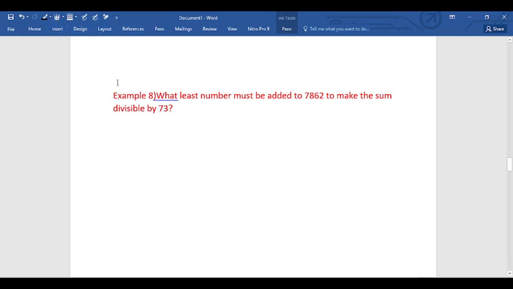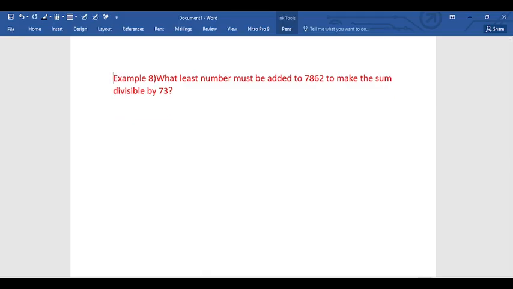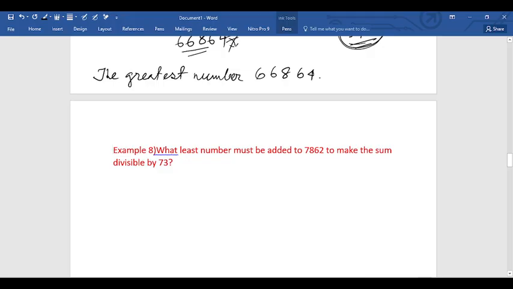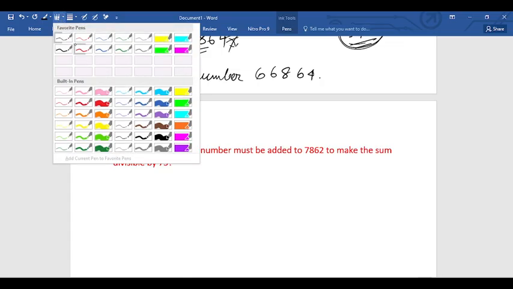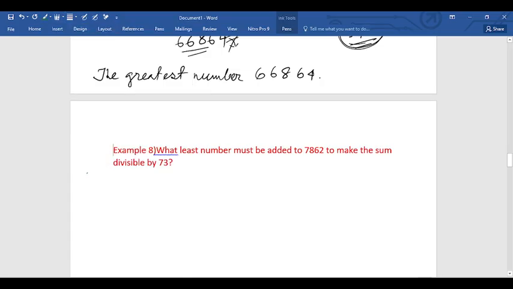Actually, we have done exactly this sum in question number 6, where it said must be subtracted. But here it says what least number must be added. Does it make any difference? Yes, let us see that.